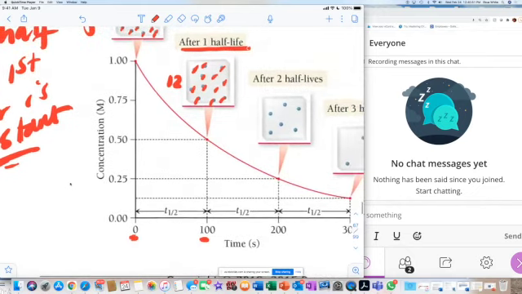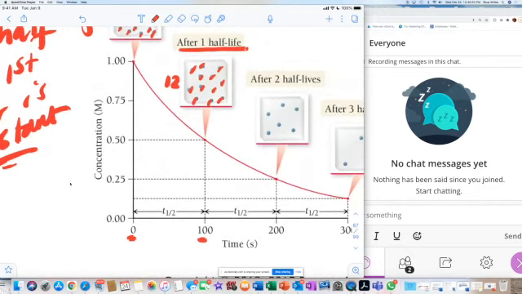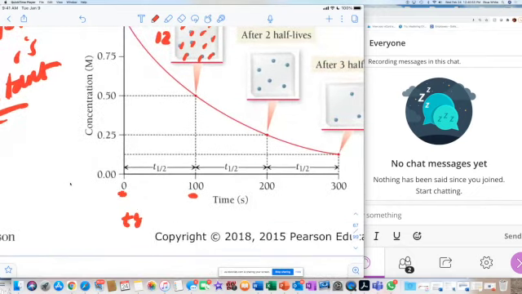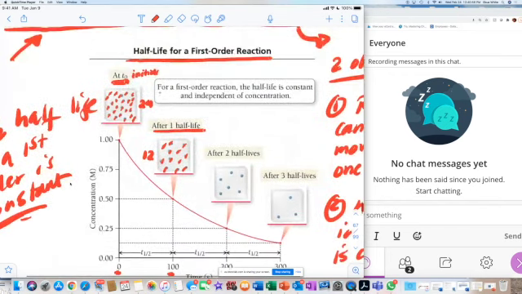Oh, it took 100 seconds to go from 24 to 12. So our first half-life here is 100 seconds. Since this is for a first order reaction and the half-life is constant, you see, this is how stereotypes happen. Well, we don't call these stereotypes. This is how predictions happen in science.